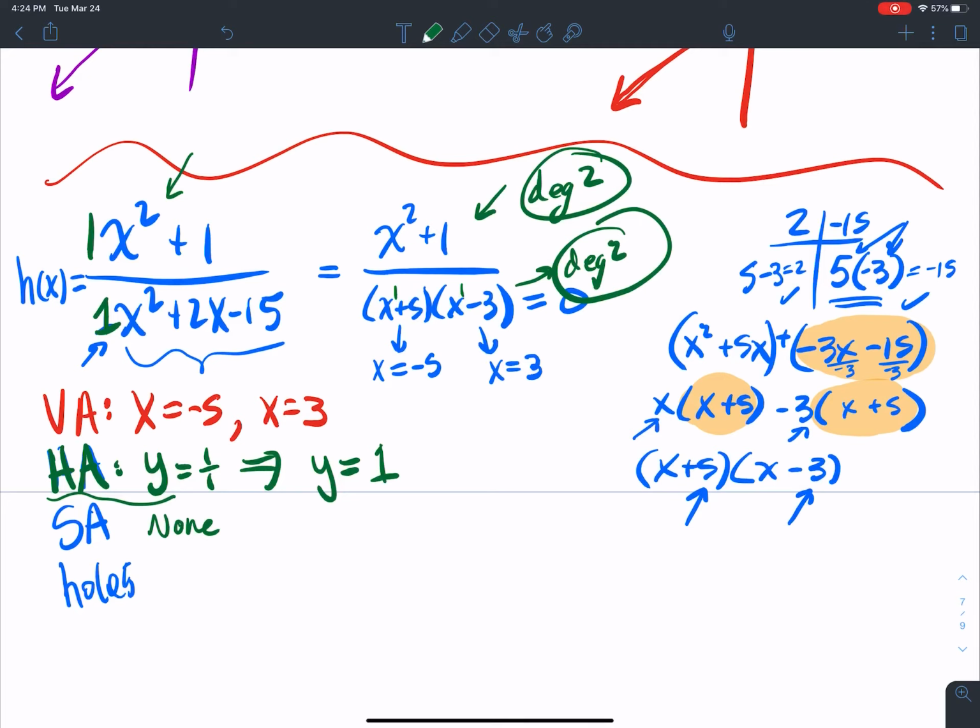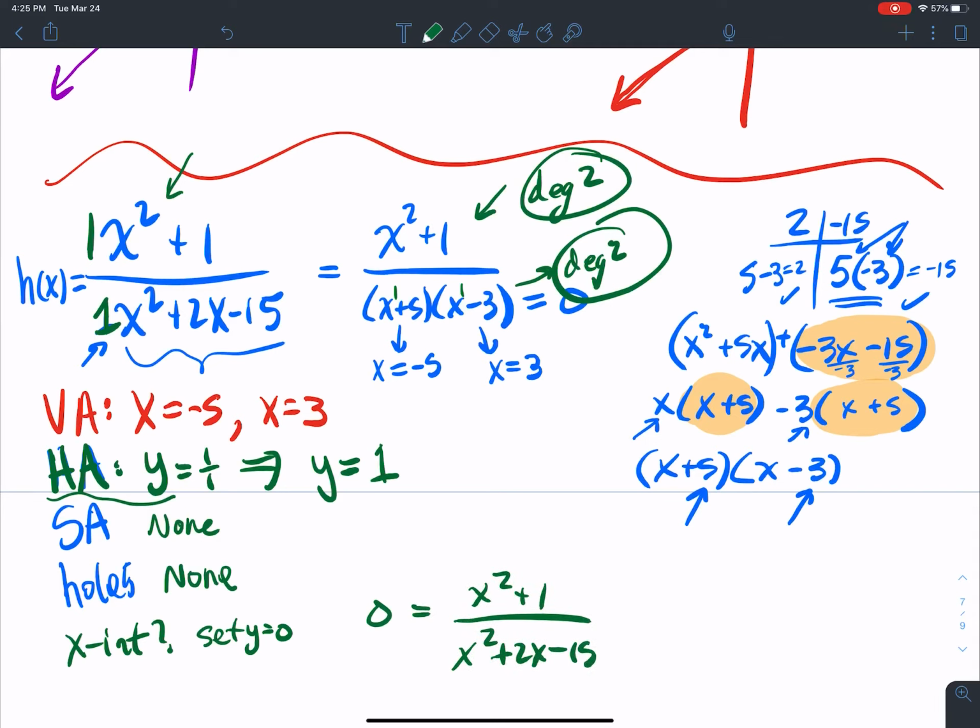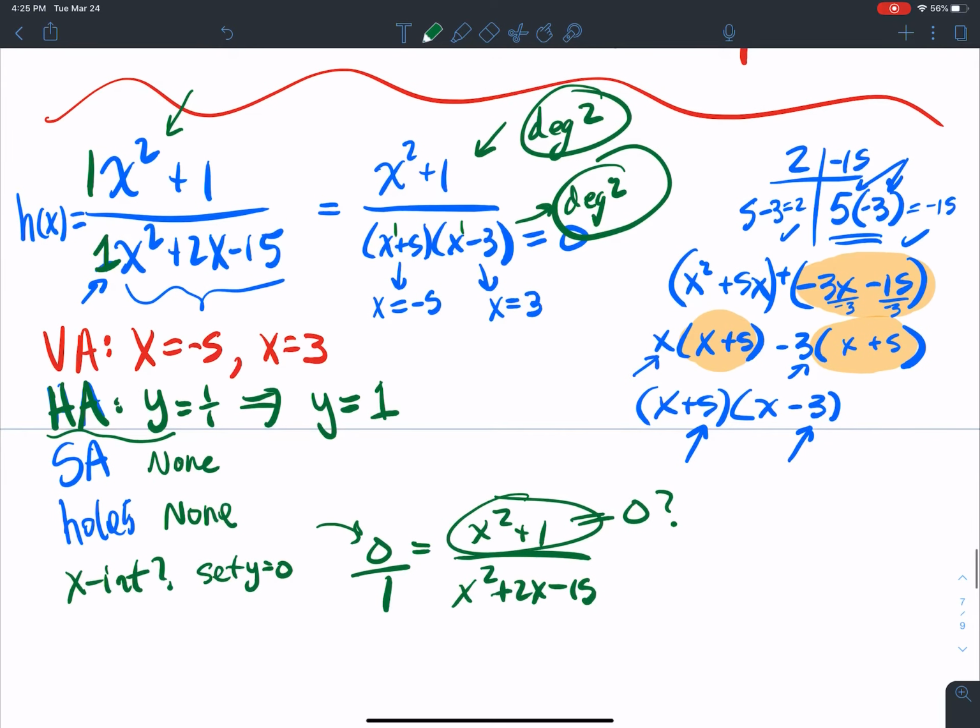Holes. There were no holes because when we factored, nothing canceled. So no holes. X-intercepts. Do I have an x-intercept? I set y equal to 0, so 0 equals x squared plus 1 over x squared plus 2x minus 15. The only way a fraction is 0 is when the numerator is 0. Can this thing ever equal 0? We talked about that at the first of the video. It can't be 0, not unless it's imaginary. So there's none here.